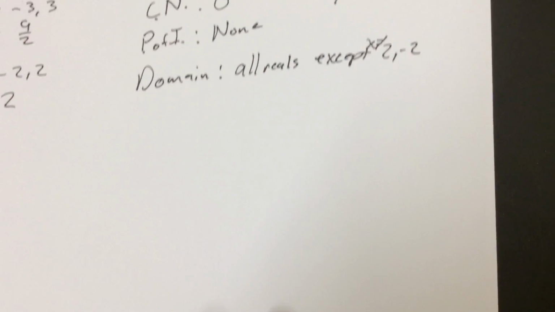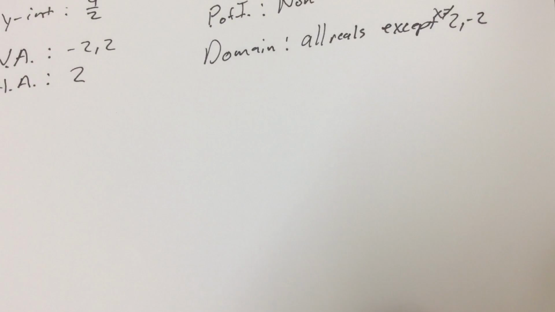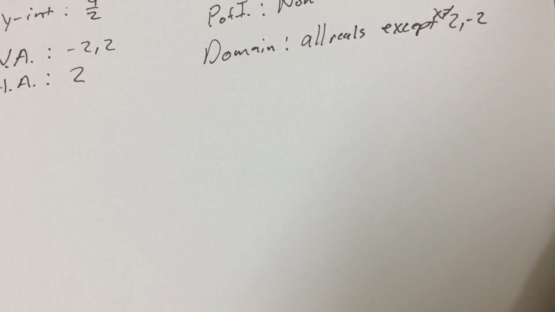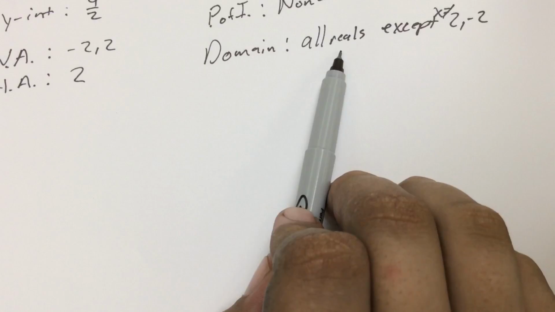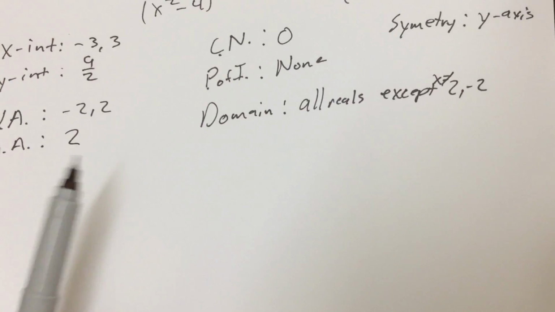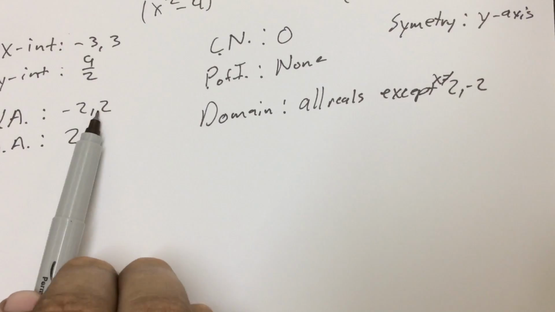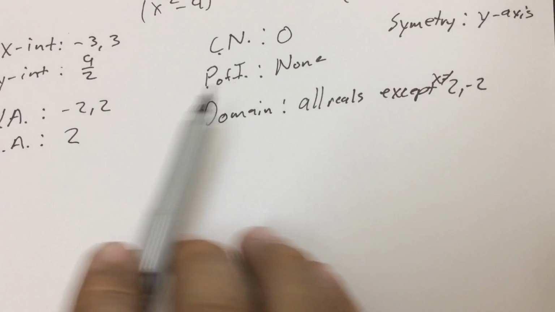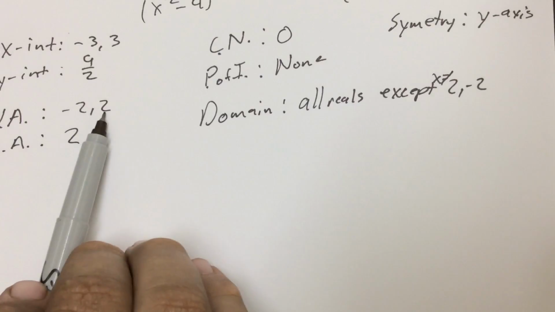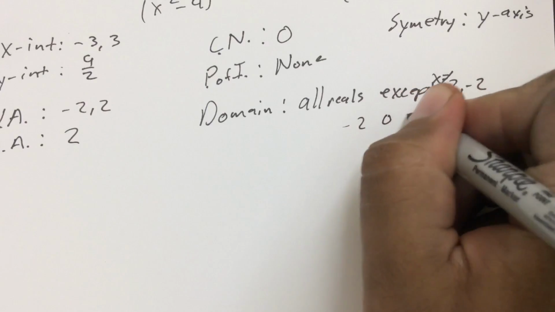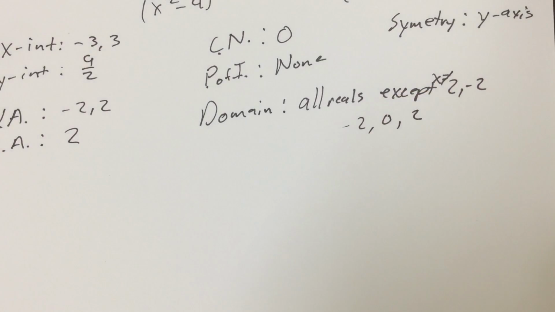So now we can set up our intervals here. We're going to be covering all reals here, except for 3 things: our vertical asymptotes, our points of inflection, and our critical numbers. Vertical asymptotes are -2 and 2, and our critical number is 0. So we're going to break this up by these 3 things.